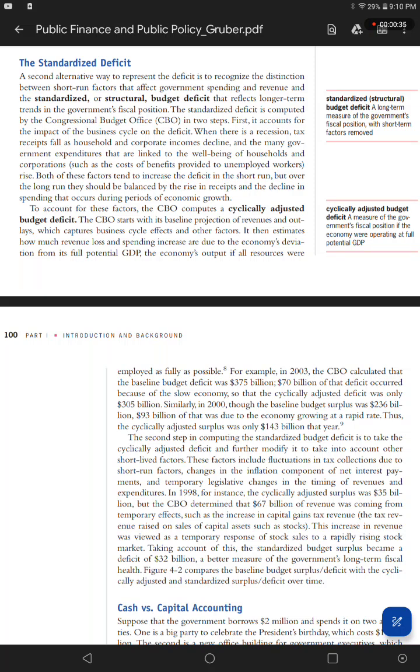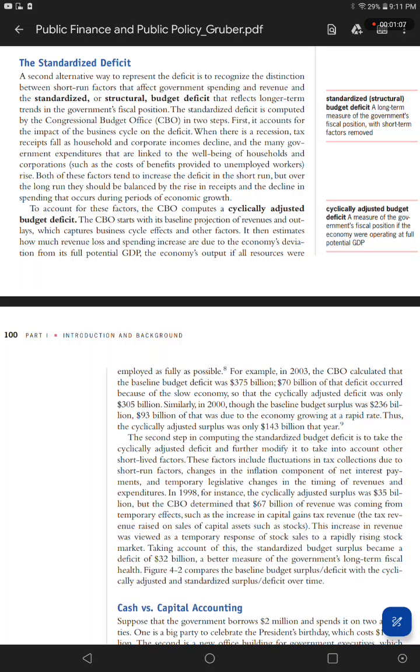When there is a recession, tax receipts fall as household and corporate incomes decline, and the many government expenditures that are linked to the well being of households and corporations, such as the cost of benefits provided to unemployed workers, rise. Both of these factors tend to increase the deficit in the short run, but over the long run, they should be balanced by the rise in receipts and the decline in spending that occurs during periods of economic growth.